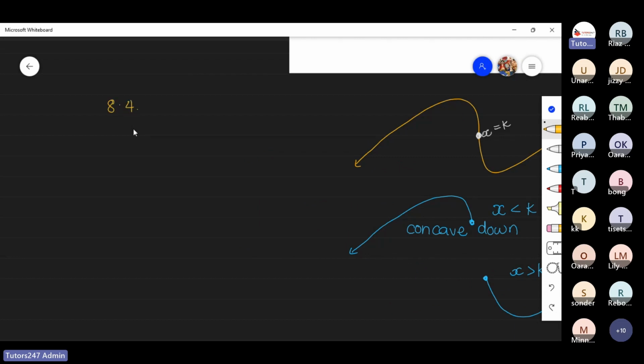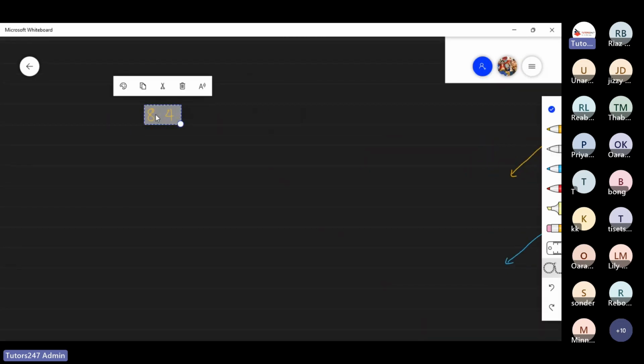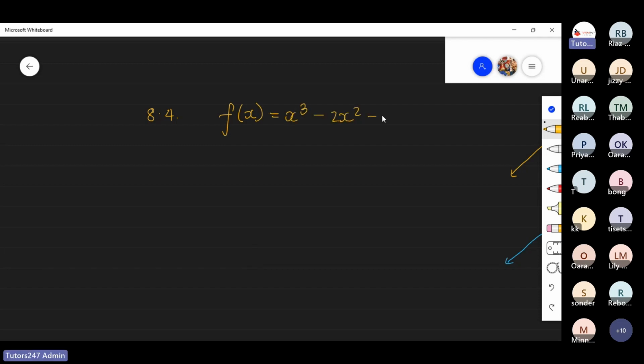So I'll use both methods so that you can have an additional method to use. So question 8.4, we need to find our point of inflection. Now, our original function is f of x equals x cubed minus 2x squared minus 5x plus 6. So we need to derive twice.